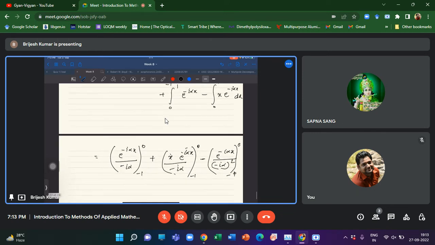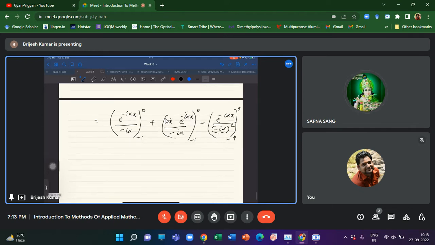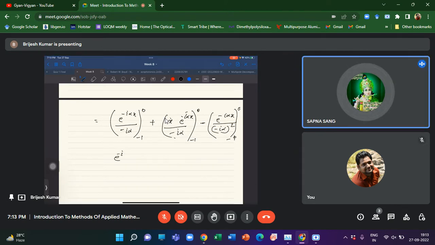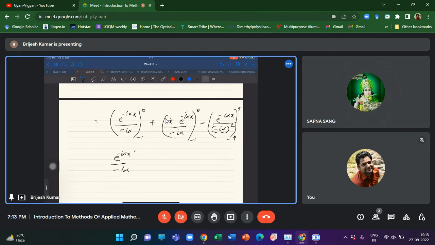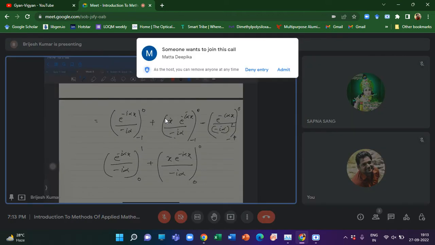Then from here, because this is the same, we can write e to the power minus i alpha x upon minus i alpha, from 0 to 1, plus x e to the power minus i alpha x upon minus i alpha, from 0 to 1.